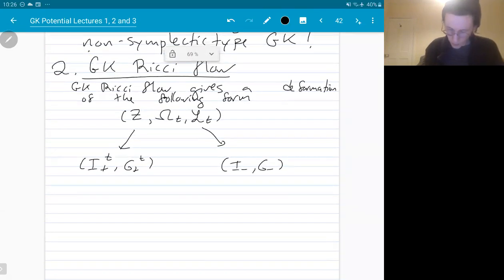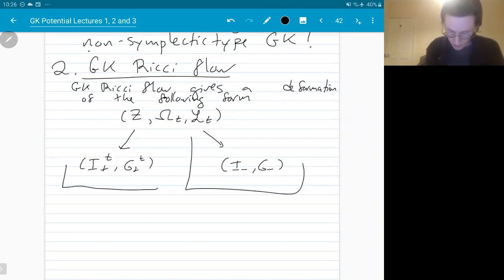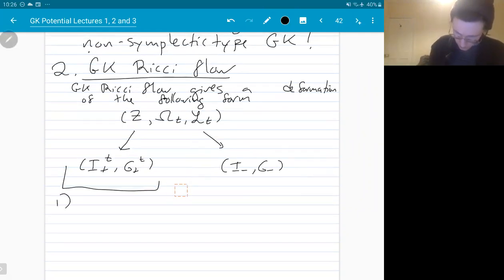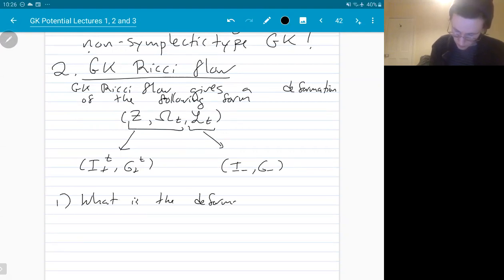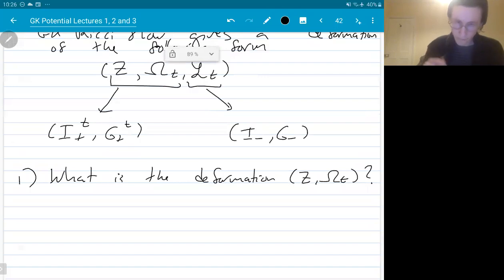So it's a deformation where this part stays fixed, so only one of the holomorphic Poisson structures is deforming. But you have both the holomorphic substructure deforming and L of T deforming. So there's kind of two questions. One is, what is the deformation of just this thing, of the holomorphic symplectic structure?